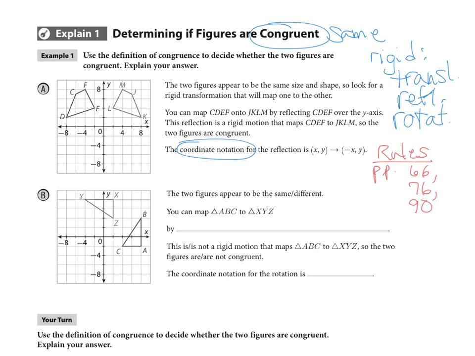In part B, we have two triangles. We're trying to see whether they're congruent or not. We look at them briefly and say, yeah, they appear to be the same. So we're going to see what maps onto what. Triangle ABC maps, it looks like, to XYZ, and the order of this statement is really important, so let's take a look at that for a second.